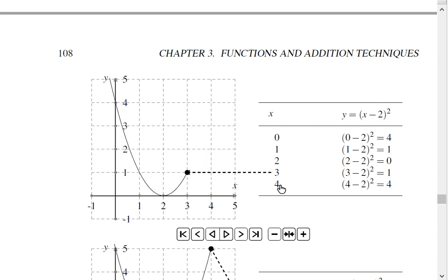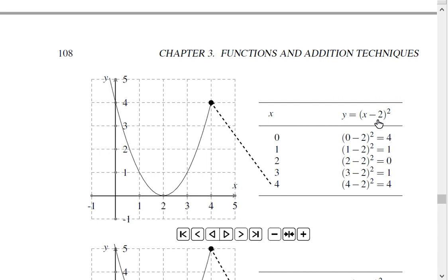The last point, you plug in x value 4 here. 4 minus 2 is +2, squared is 4. So 4, 4 is the last point right here. So with animation, we know this picture is 2 units shifted to the right-hand side. Very clear.